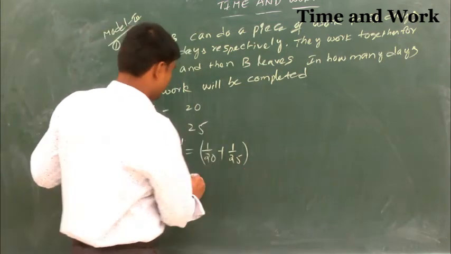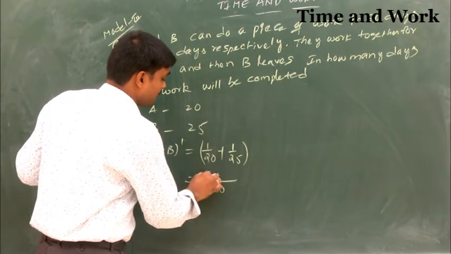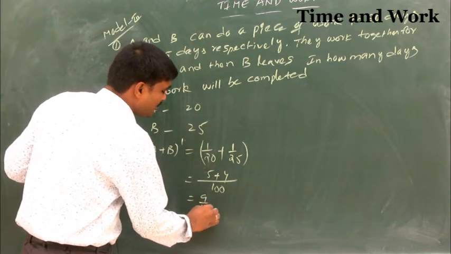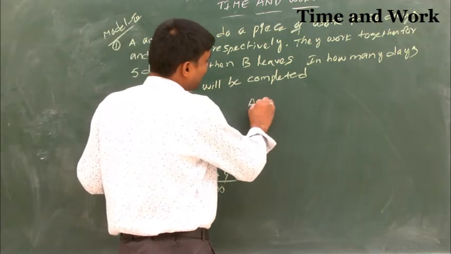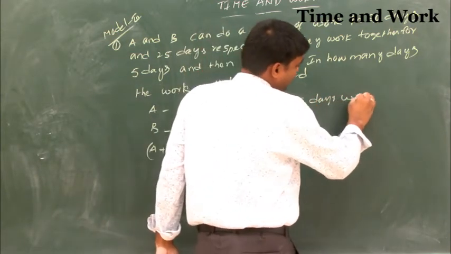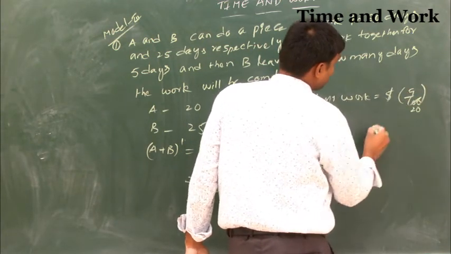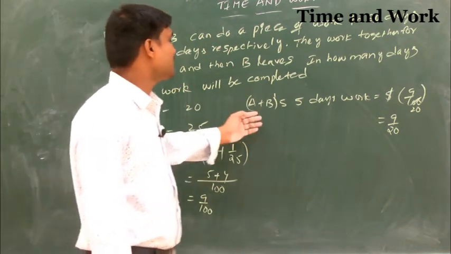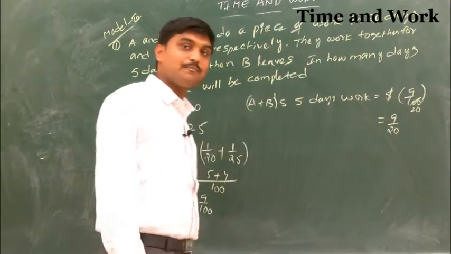So the LCM is 100, 5 fours are 20, 4 twenty-fives are 100. That means 9 by 100 part of the work will be completed in 1 day by A plus B. So A plus B's 5 days work is 5 into 9 by 100, which is 9 by 20. So 9 by 20 part of the work will be completed in 5 days.